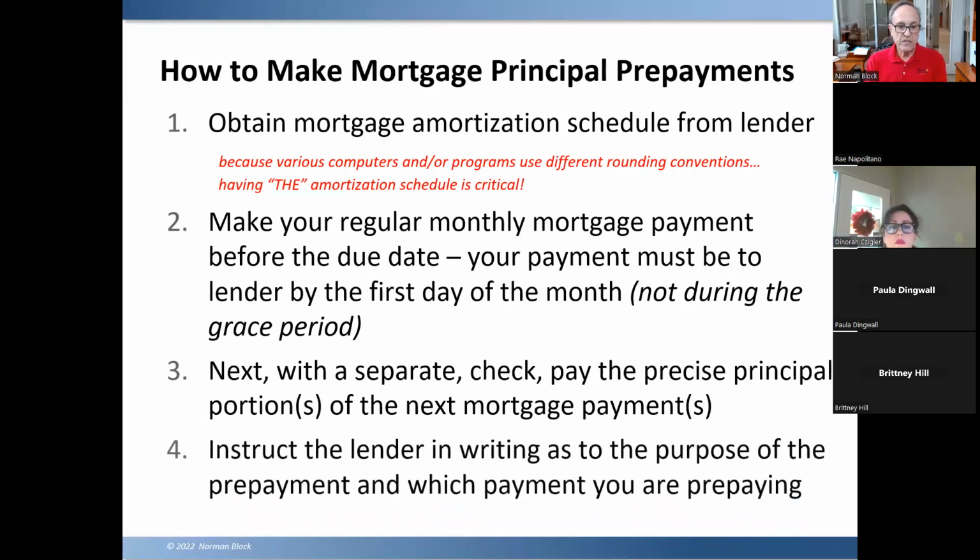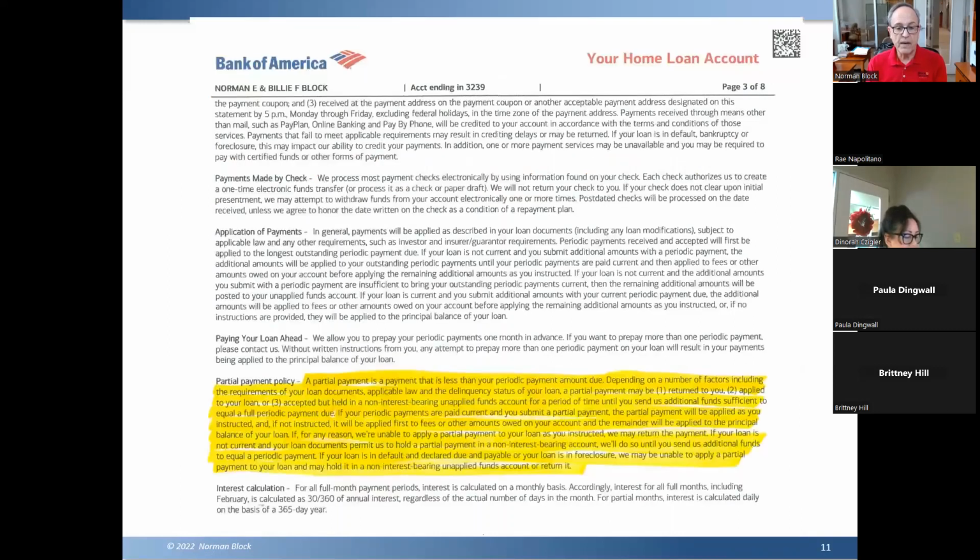Fourth item says you have to instruct the lender in writing as to the purpose of the prepayment and which payment you're prepaying. Well, Norman, this is starting to sound like a lot of trouble. Well, it is, but it's going to save you a lot of money. And here's why you have to do all these things.